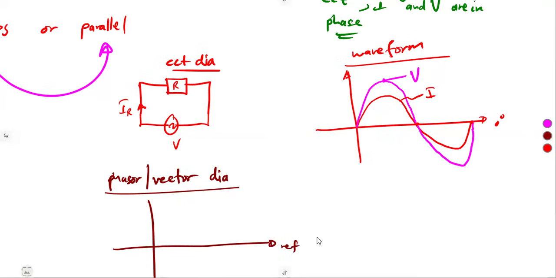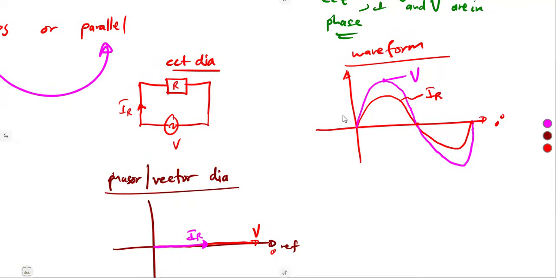So let's say this is our reference. We've got these two at 0 degrees. The voltage is going to be like this. This will be your voltage. Current is also in the same line. That is the consideration, guys, of being in phase. This is the current that will flow across the resistor. You can call it IR here, or you can just write it as current. As you can see, it is the same current that we have there.